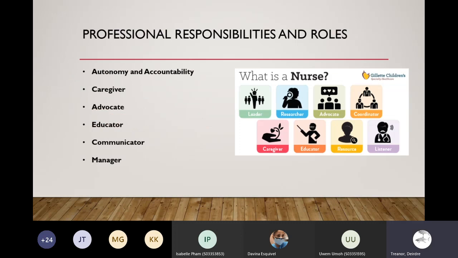So your professional responsibilities and your roles. Autonomy is an essential element of professional nursing. You have to be autonomous. No one's going to be there to tell you guys what you're doing or how you're doing. You need to be able to be independent and initiate independent interventions without having to have a physician's order. There are times where you can do things and you don't need an order for it.